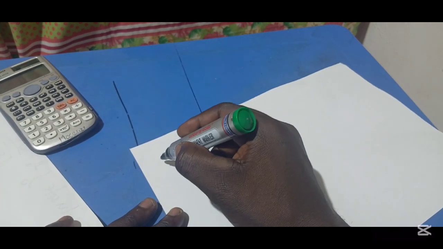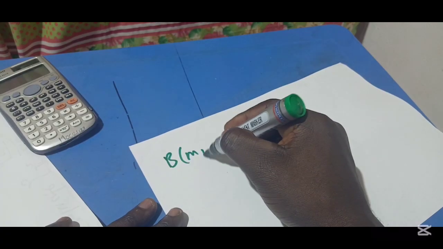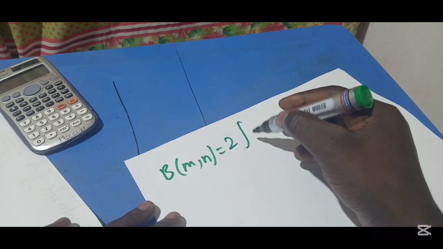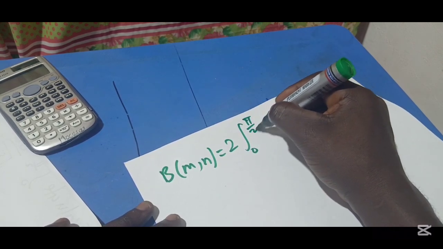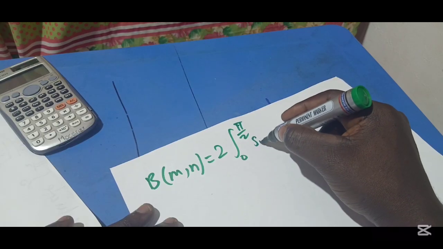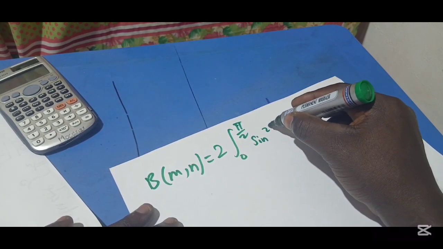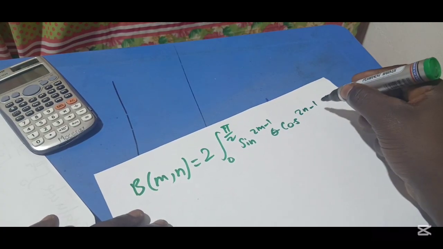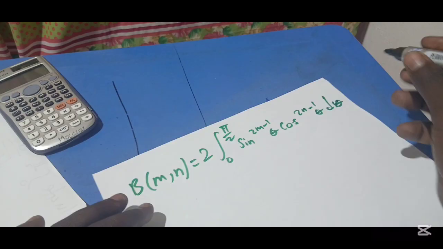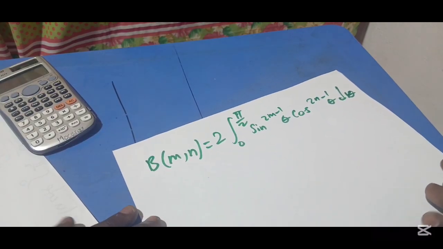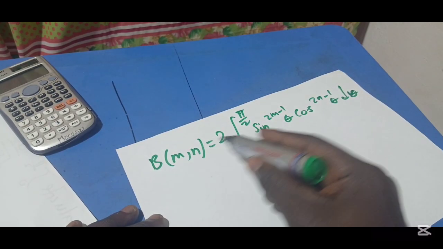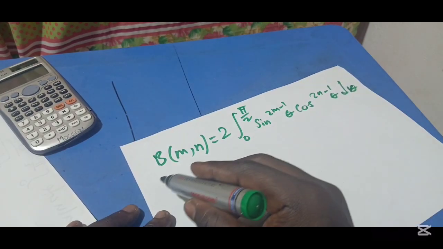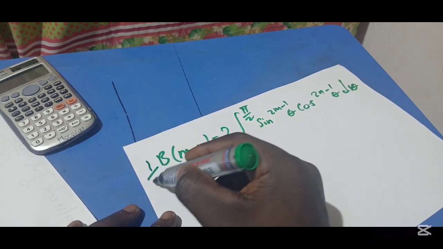Beta of m, n equals 2 integral from 0 to pi over 2 of sine to the 2m minus 1 theta, cos to the 2n minus 1 theta, d theta. Mostly we'll be using this formula. We would like to make the coefficient of the integral sign 1, so dividing both sides by 2, we are going to get a half here, right?